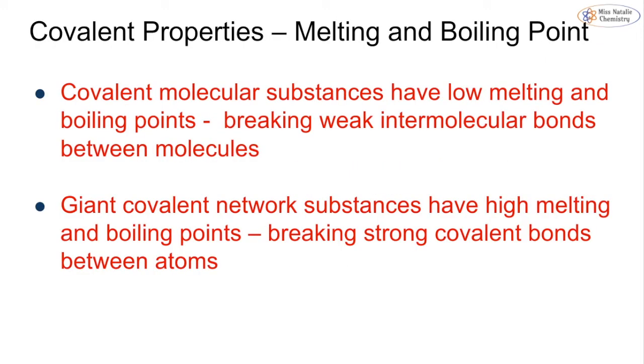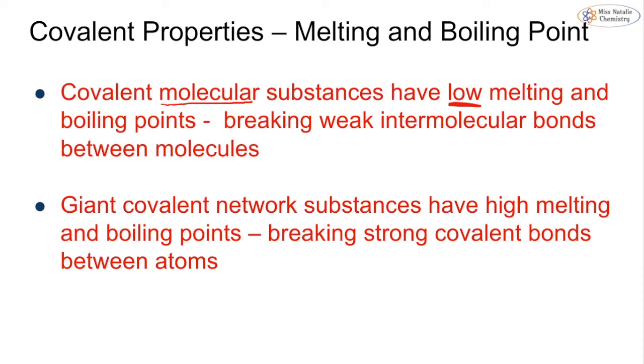The last part of this topic is to look at the properties of these covalent substances. So again, as with ionic, you need to know about their melting and boiling points, conductivity, and their solubility. So we're going to start off by looking at the melting and boiling points. And remember, we're splitting down into two parts because we've got our molecular substances and our giant covalent network substances. So for our molecular, they are going to have low melting and boiling points.